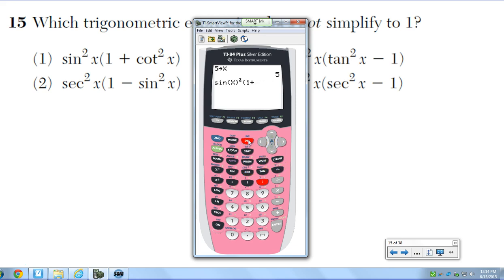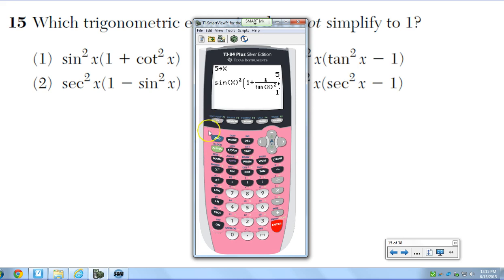It's cotangent. So on the Inspire, you have a little bit of an advantage. For the 84, you have to know to do 1 over tan of x and then squared. So it can be done. Looks a little bit weird. And it does equal 1.